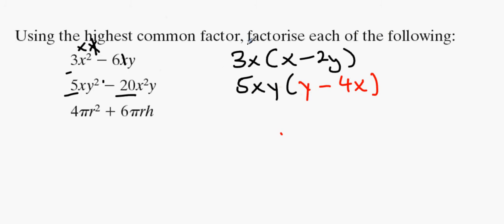Next one. What can we take out of 2 of these? We can't take out 4 because 4 doesn't divide into 6. But we can take out 2. So we can put 2. They both have a pi and an r. So we can say pi r. And then 2 into 4 goes twice. There's an r left over because there are 2 r's to begin with. And in this one there's an h left over. And 6 divided by 2 is 3. So plus 3h.